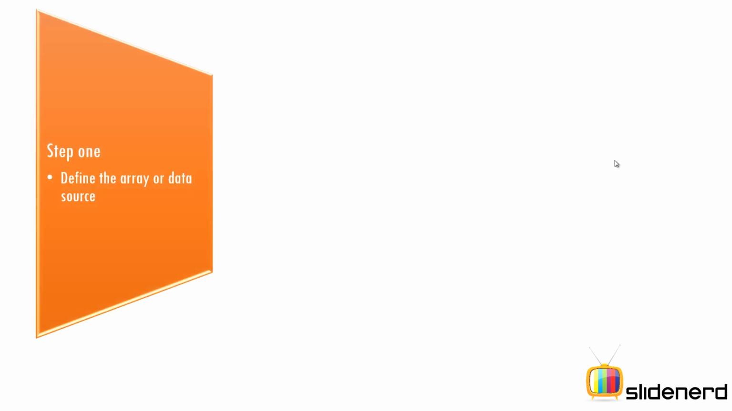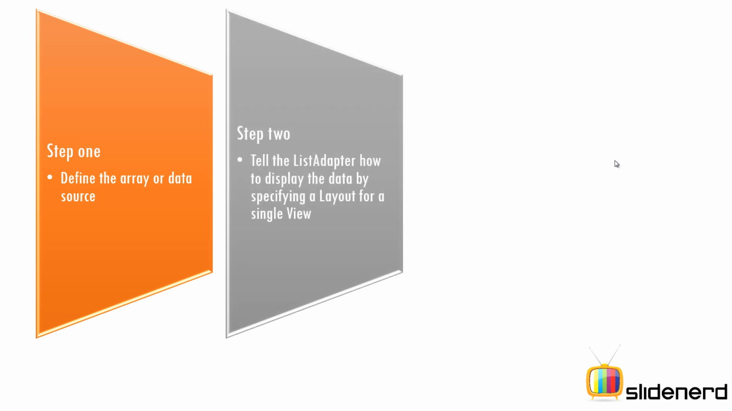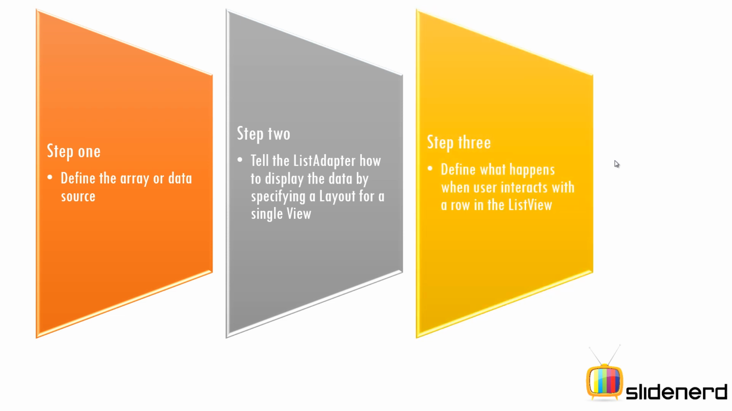Step 1, define the data source. Step 2, define how the data will be converted into a simple view using a list adapter. Step 3, define what happens after the list view has been created and the user clicks on, say, one of the rows inside your list view. What action will you take? And these are the 3 simple steps. So let's actually go ahead.